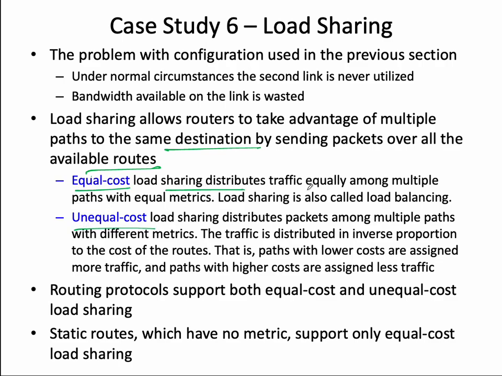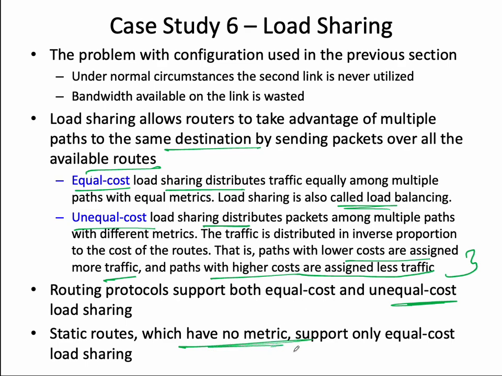Equal cost load sharing distributes the traffic equally among multiple paths with equal metric. Load sharing is also called load balancing, right? And unequal cost load balancing distributes packets among multiple paths with different metrics. The traffic is distributed in inverse proportion to the cost of the routes. Paths with lower cost are assigned more traffic, and paths with higher cost are assigned less traffic. We will learn in dynamic protocols like OSPF and BGP how we can do the load sharing and cost balancing, right? Unequal cost and equal cost.